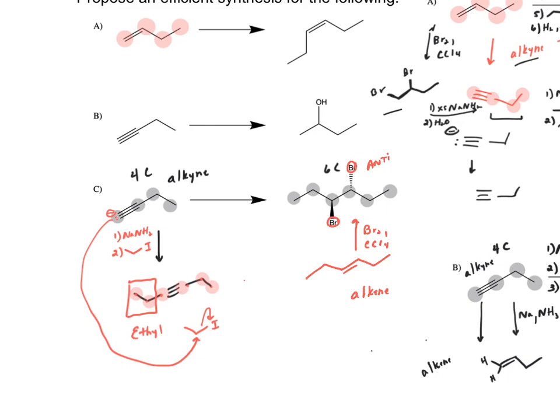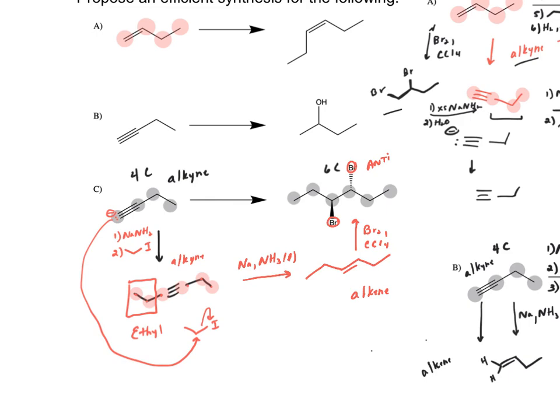So now the question is, well, how do I get from this to this? And again, how do we go from an alkyne to an alkene? Well, we have a couple options. Specifically for this one, we have the trans alkene, and so to produce the trans alkene from the alkyne, we're again going to use that dissolving metal reduction. And so I think that pieces together all of the parts, right?